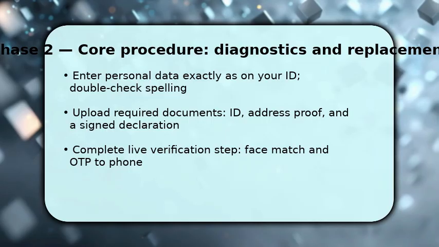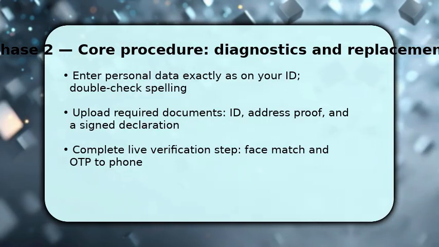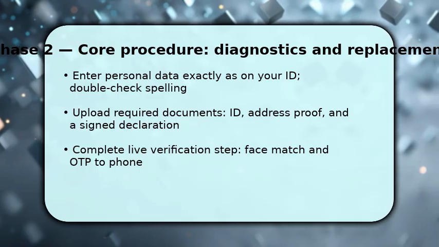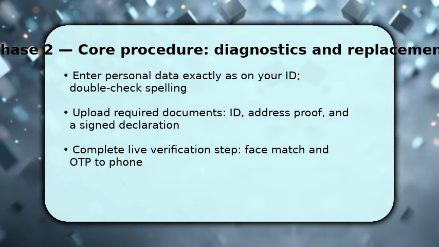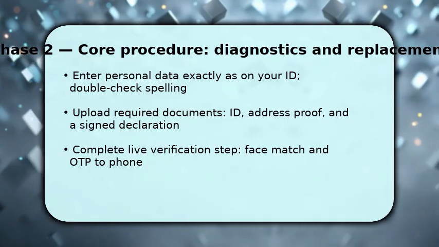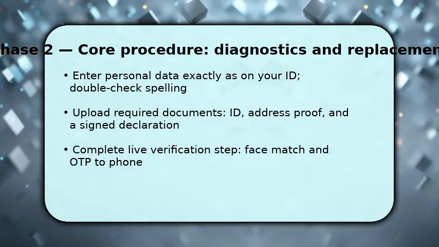Then proceed to live verification, follow face match prompts, and accept the OTP sent to your phone. This step links your identity to the application. If you hit a camera error, retry after closing other apps, and ensure good lighting for accurate capture.